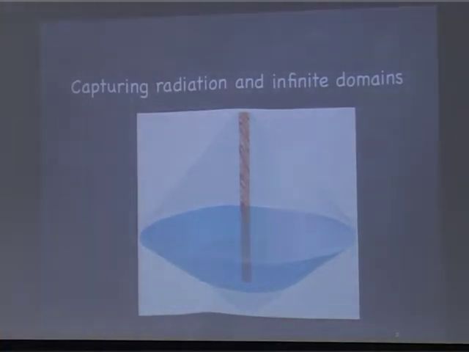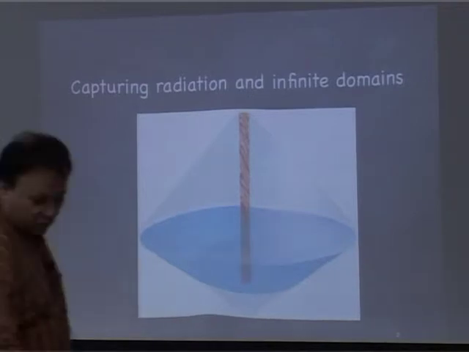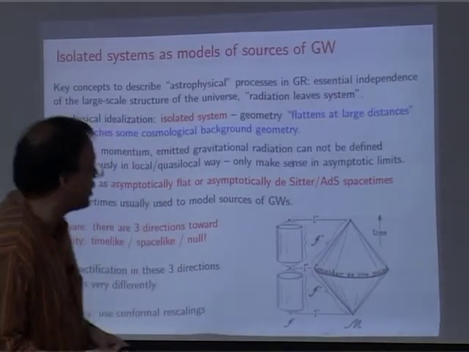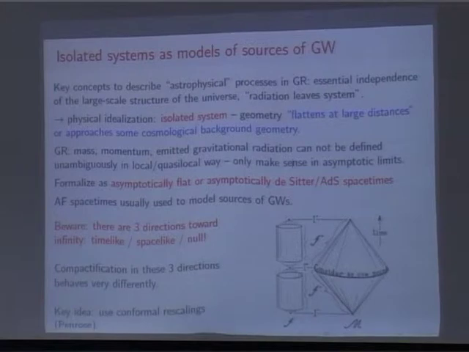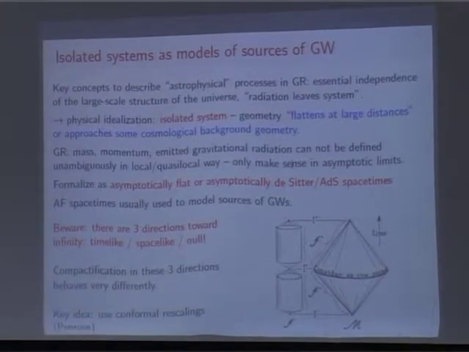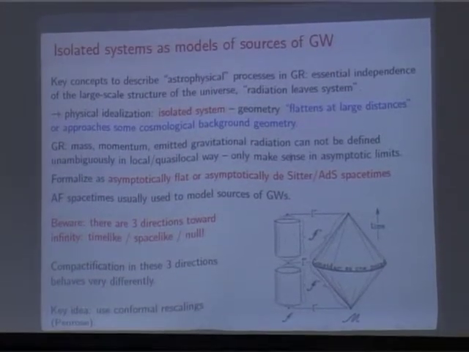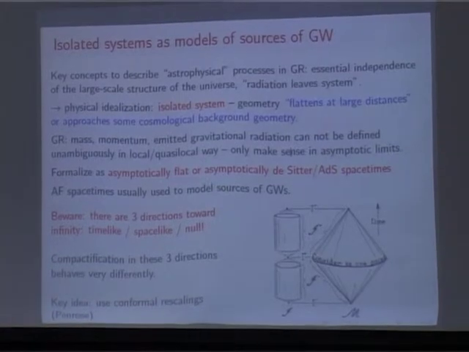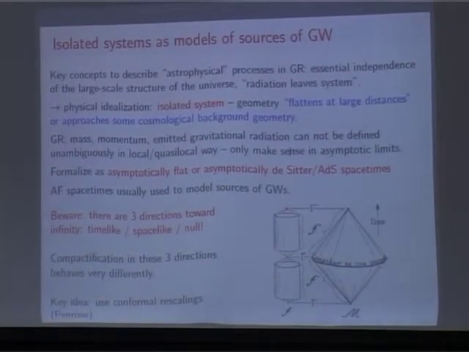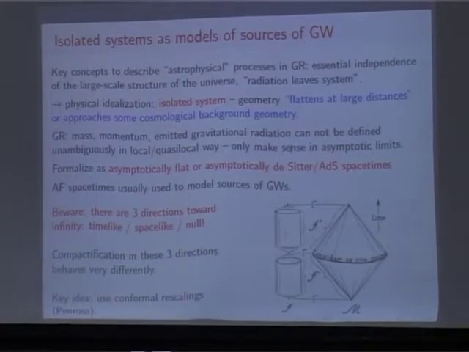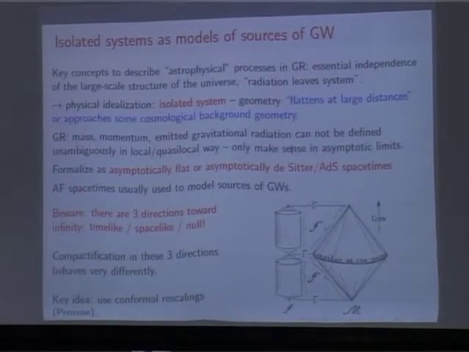The first topic that we'll talk about is how to capture radiation, and in order to do that, we have to talk a little bit about infinite computational domains. So let's look at this a little bit. This will be much less detail now, but I think it's important to give you an idea of what happens when we actually treat astrophysical systems with the Einstein equations.